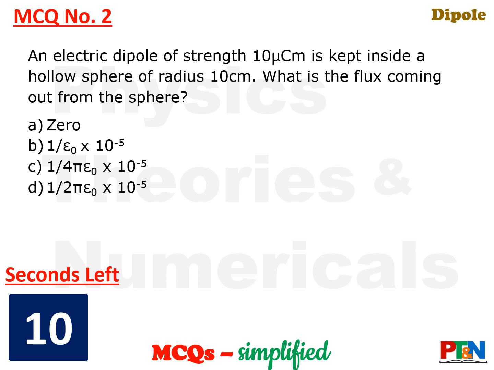Next MCQ. An electric dipole of strength 10 microcoulomb meter is kept inside a hollow sphere of radius 10 centimeter. What will be the flux coming out from that sphere? 4 options. 10 seconds time for you. Your time starts now.